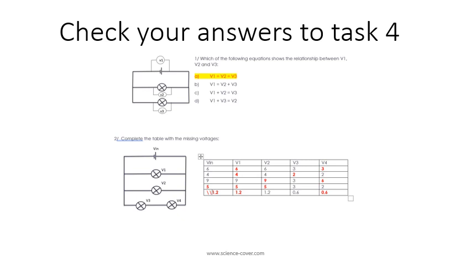In the fourth line, V in should be 5 and V1 should be 5 and V2 should be 5. And in the last line, V in should be 1.2, V1 should be 1.2, and V4 should be 0.6.